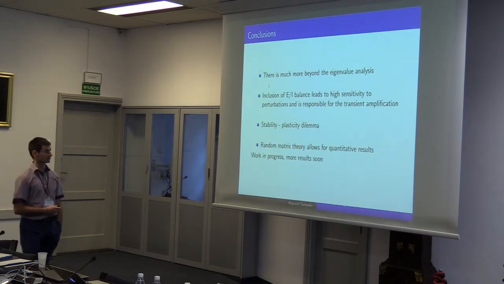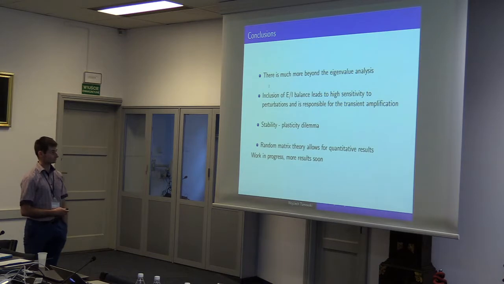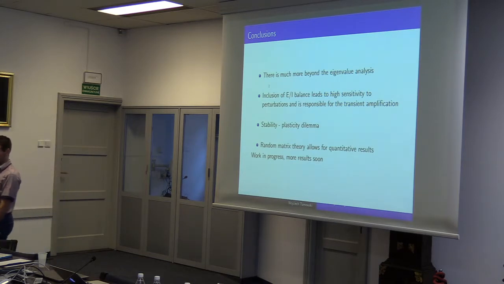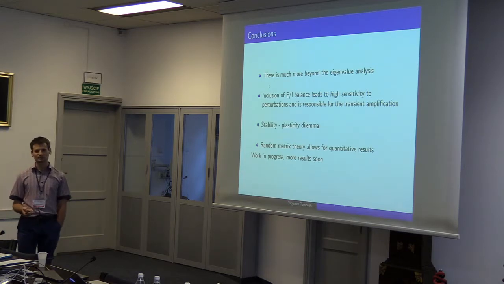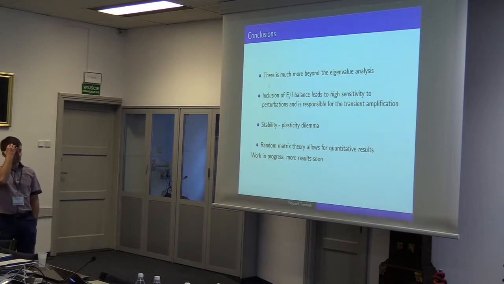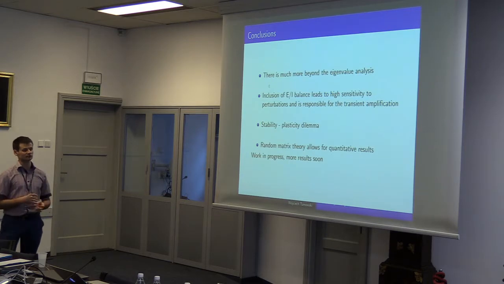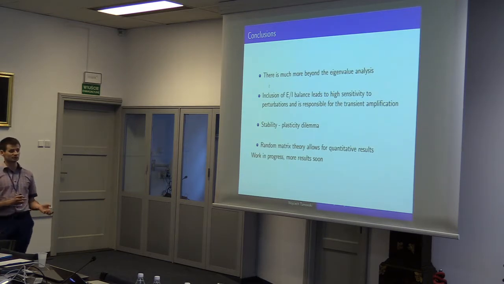And yeah, to summarize this talk, we try to convince people in neuroscience that there is much more to discover in models of neural networks beyond the eigenvalue analysis, especially regarding the early time dynamics. The inclusion of this excitatory-inhibitory balance can lead to a very high sensitivity of the spectrum of the matrix to perturbation, and we also see this transient amplification.